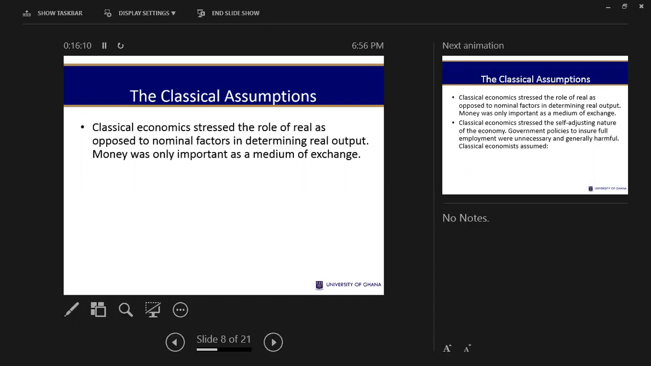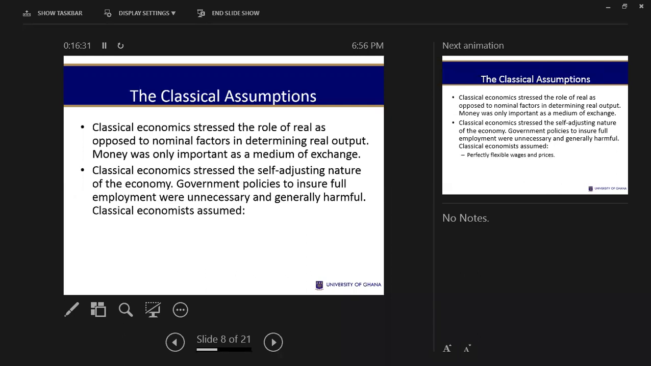So the main assumption is that it's only real factors, as opposed to nominal factors, that can cause a change in the real output. Money, as a perfect example of a nominal factor, can never affect real output. And then they also believed in the invisible hand. I'm sure you've read something on that. There's a book written by Adam Smith. It talks about the invisible hand, the self-adjusting nature of the economy.